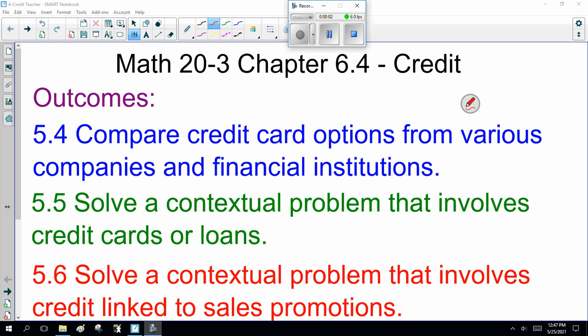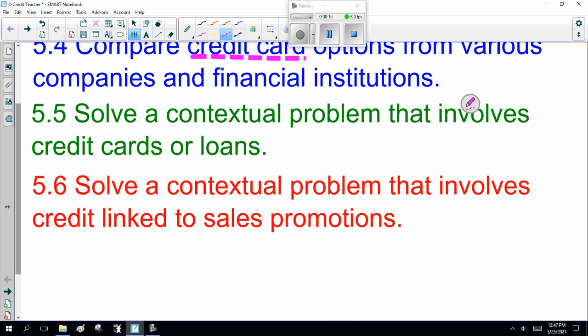Hello, ladies and gentlemen. Welcome to Math 20-3, Chapter 6, Section 4, Credit. The outcomes today: we're going to compare credit card options from various companies and financial institutions, solve a contextual problem that involves credit cards or loans, and solve a contextual problem that involves credit linked to sales promotions.